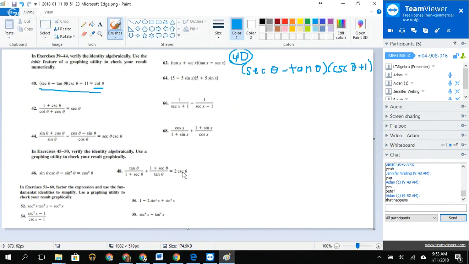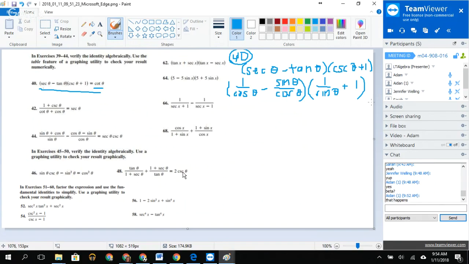So the secant of theta is equivalent to 1 over the cosine of theta, minus the tangent of theta, which is the sine of theta over the cosine of theta. Then I multiply by the cosecant of theta, which is 1 over the sine of theta, and then I have my good old plus 1 down here. I'm just going to leave that as 1. You could put 1 as sine over sine or cosine over cosine, but I don't really know what I want to do yet.